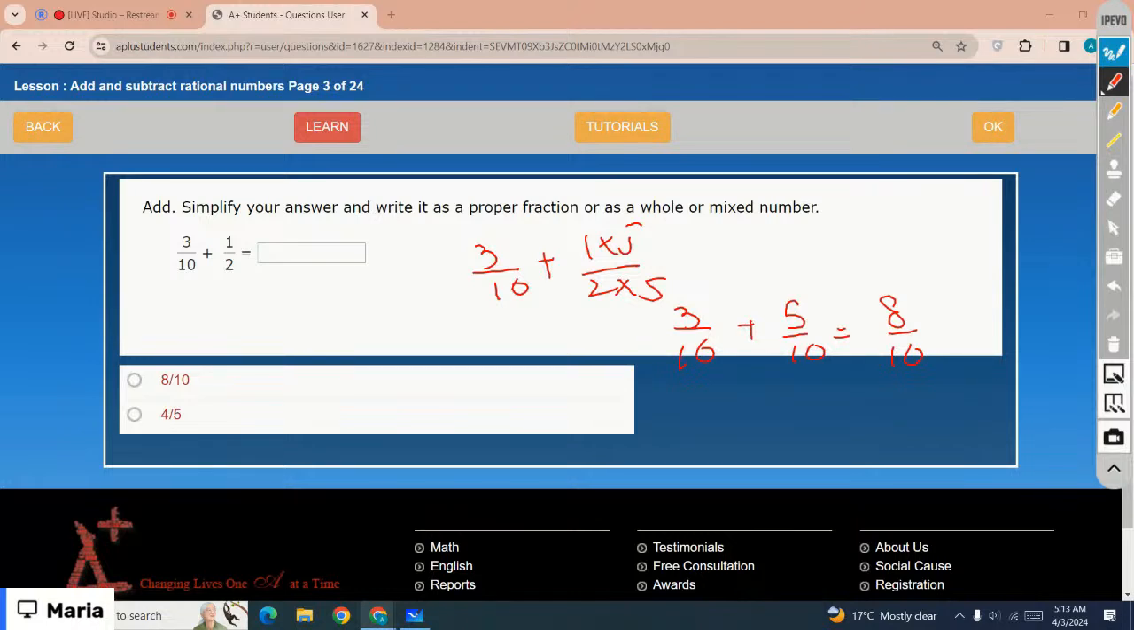Convert them into the simplest form, divide them by the common number, that is 2. So the correct option is 4 over 5. Option number 2 is the correct option, right? That is 4 over 5.